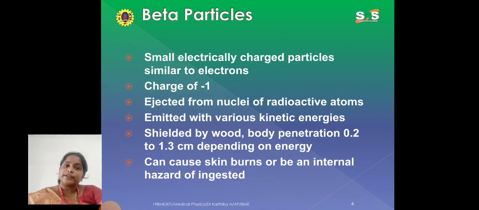Moving on to beta particles. Beta particles are small electrically charged particles similar to electrons, with a charge of -1. They are ejected from the nuclei of radioactive atoms, emitted with various kinetic energies. They are shielded by wood, with body penetration of 0.0 to 1.3 centimeters depending on the energy, and they can cause skin burns or be an internal hazard if ingested.